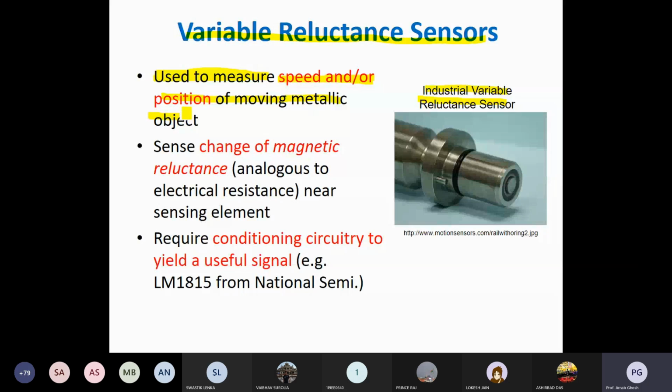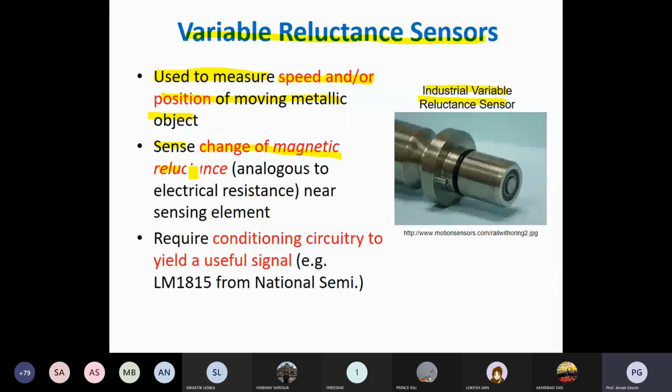The variable magnetic path is there. So how is it possible? By changing the air gap length. If the air gap length is different, the magnetic reluctance path will be different, and then it reads a different value. So it is analogous to electrical resistance. You can understand that a change of magnetic reluctance is analogous to electrical resistance.